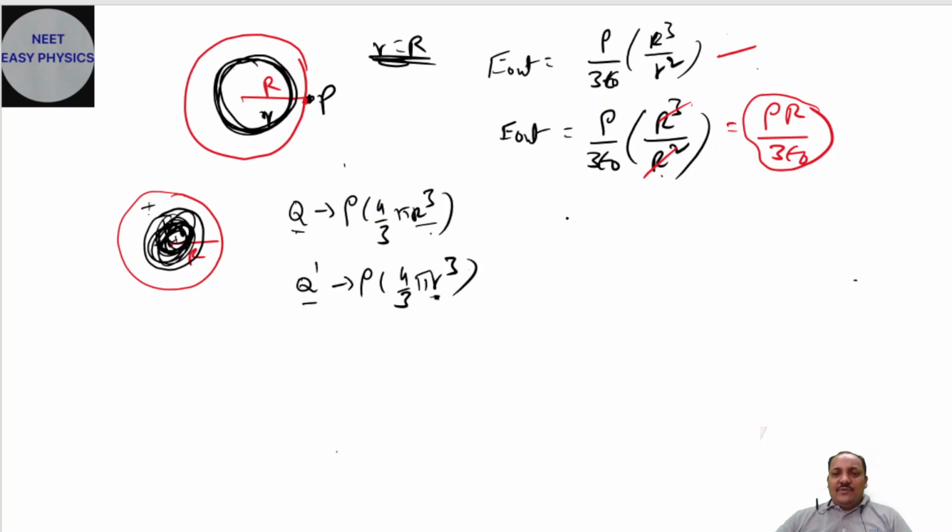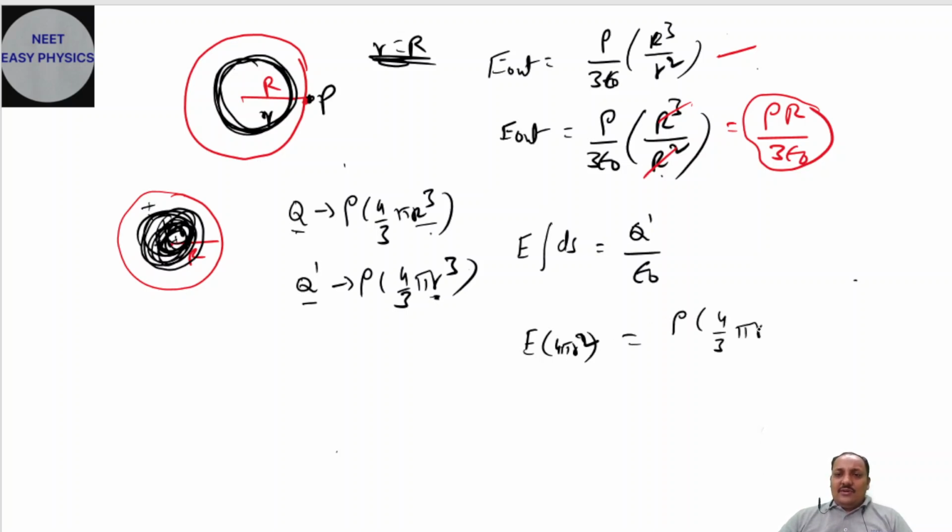Now again, if you write our formula, E integral ds, I'm not writing the remaining, directly we write how much charge is available: Q dash by epsilon. What is the surface area of the smaller sphere? Again 4 pi small r square. Now what is Q dash? Rho into 4/3 pi r cube by epsilon naught.